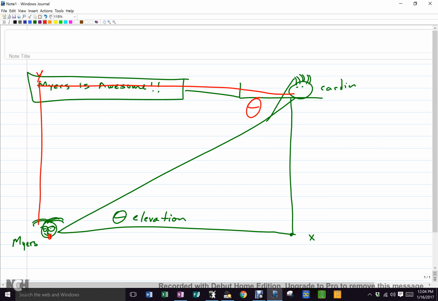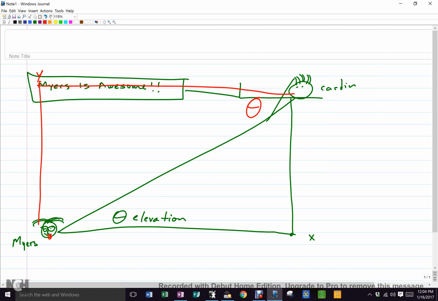Now, here is the point of this part of the lesson that I didn't make you draw because I wanted you to think about it. In this situation, is my angle of elevation the same as Carlin's angle of depression? Yes, of course it is, because our eyes would meet. Do you understand me?